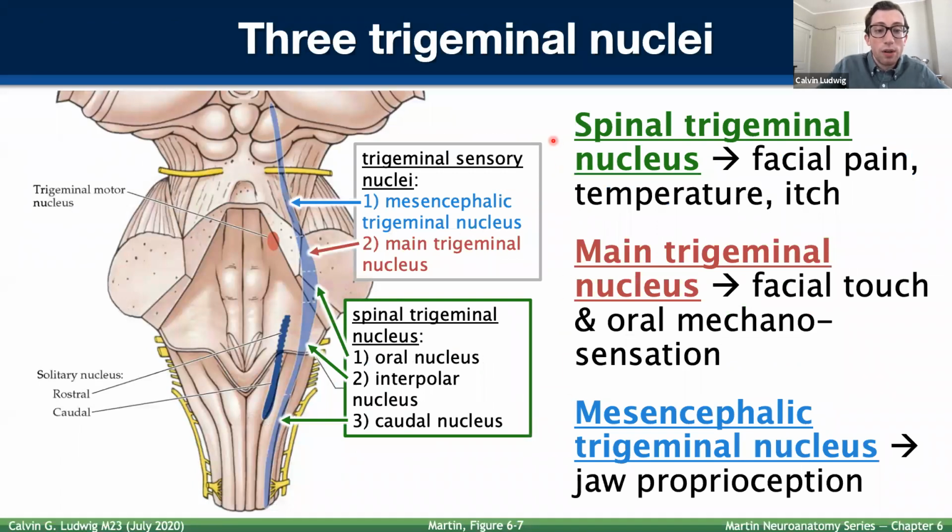Okay, so there are three trigeminal nuclei that I've labeled in green, red, and blue. Starting with green, the spinal trigeminal nucleus. It mediates facial pain, temperature, and itch. The main trigeminal nucleus mediates facial touch, oral mechanical sensation here in red. And then in blue, the mesencephalic trigeminal nucleus mediates jaw perception, or proprioception, excuse me, here up here, okay.